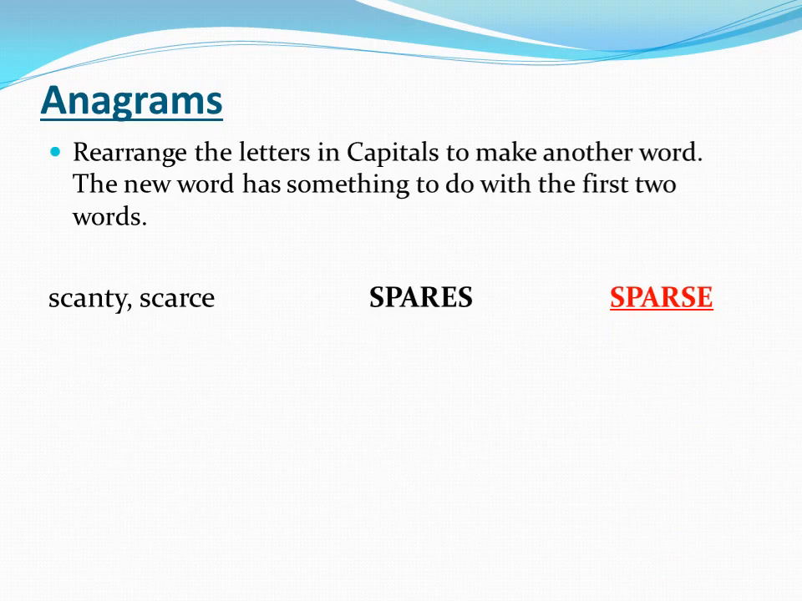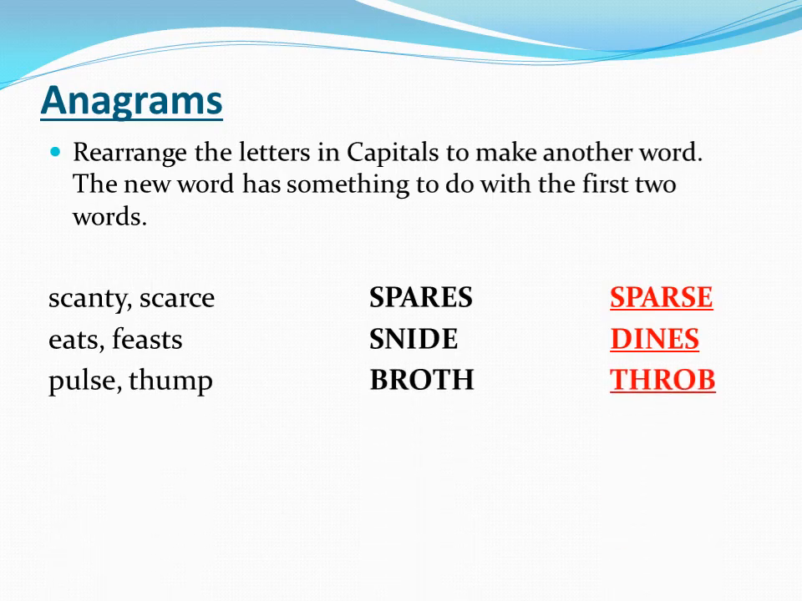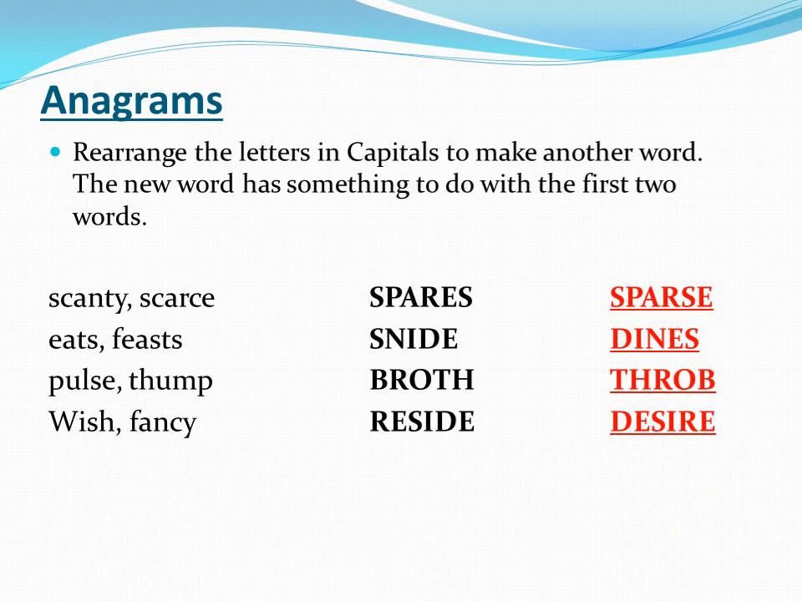Okay, so using spares, we can make a new word, sparse, which means scanty or scarce. The next one, snide, we can make a new word, dines, which means eating or feasting or eats or feast. Using broth, we can make throb, which means pulse or thump. Using reside, we can make desire, which means wish or fancy.